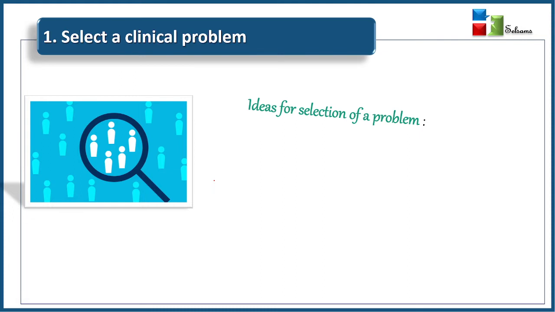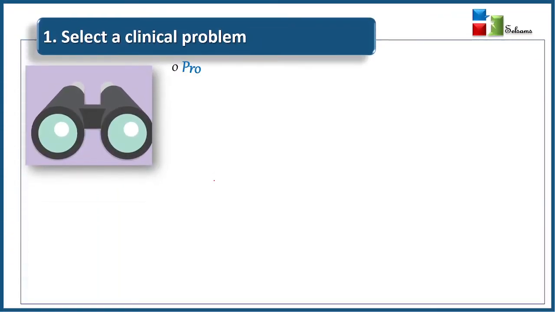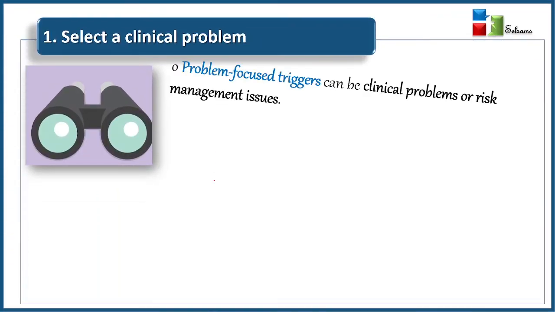So you get the ideas from two things. Number one is problem focused triggers. Triggers means something that activates. Okay, so the problem will be focused over here, and the second is knowledge focus also. You can get the clinical problems from that. So let me explain what the problem focused triggers are. Okay, so there are clinical problems and the risk management issues that can be considered in this.